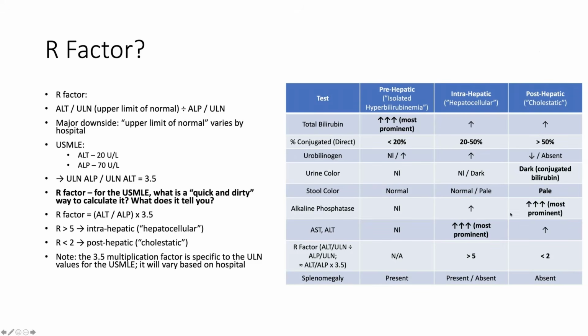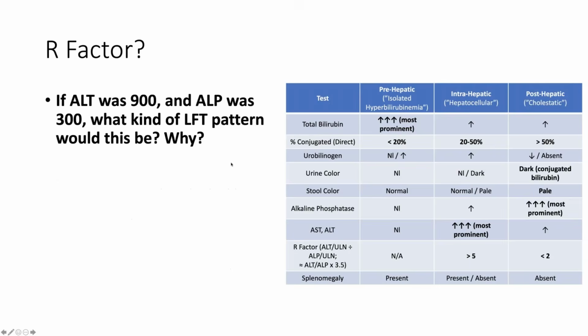It's more when they're both elevated and you're like, gosh, I don't know, what's more elevated than normal? Geez, I don't know which is most prominent. That's where R factor comes in. And also to tell you what's mixed, because if it's between 2 and 5, that tells you that it's a mixed pattern. So Sujith, let's say that the ALT was 900 and the alk-phos was about 300. What kind of LFT pattern would this be and why? Those were the only two things you knew. Could you calculate the R factor and tell me what the LFT pattern would be?